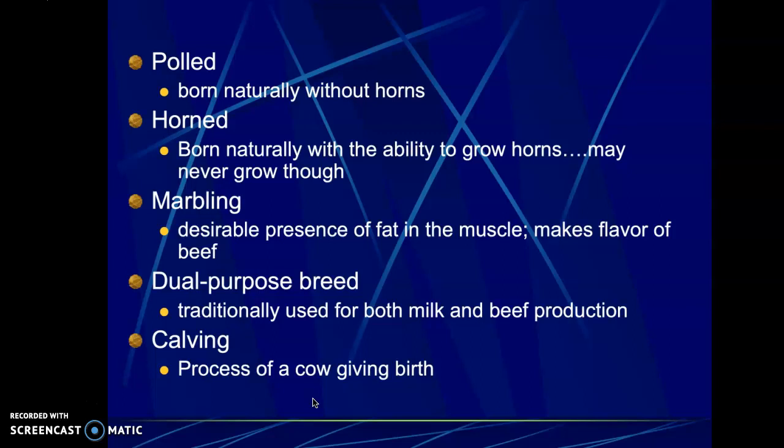Marbling is talked about with the meat, and this is the desirable fat within the muscle that makes that nice flavor in beef, especially when you have steaks. We have something called dual purpose breeds. This means that the breed is used for meat and for milking. And then calving, which is the process of cows giving birth.